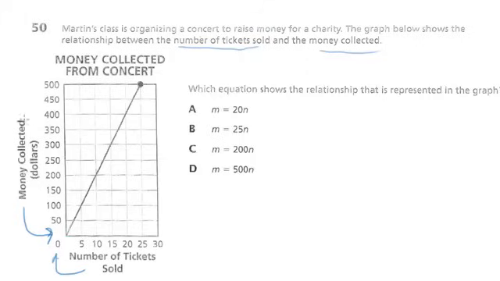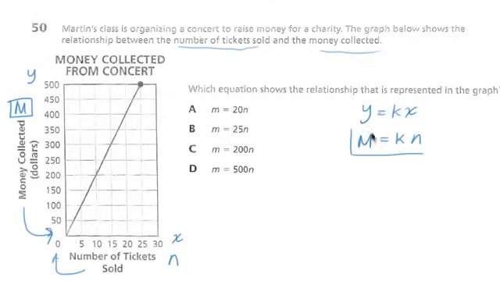So we've got the money, which is like the Y on the Y-axis, and we've got the number of tickets sold, which is on the X. So as this is a straight line that passes through 0, we know it is a proportional relationship, so we know Y equals KX. Now instead of the Y and the X, we've got the M and the N. So this is our proportionality equation.